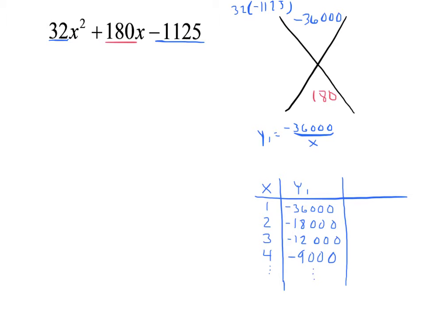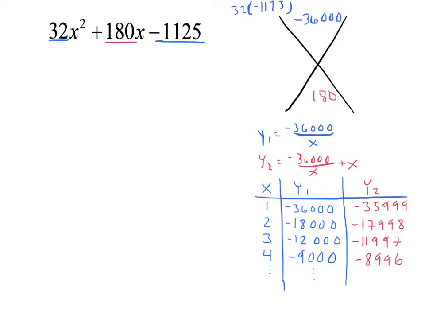These are all factors, but I'm looking for the combination of these two numbers that adds up to 180, and that's where this next column is going to come in. I'm going to define a new function that's simply the old function, negative 36,000 over x, plus x. What this is going to do is take the y value that was here, and add the x value that was over here. So it's going to sum these two together.